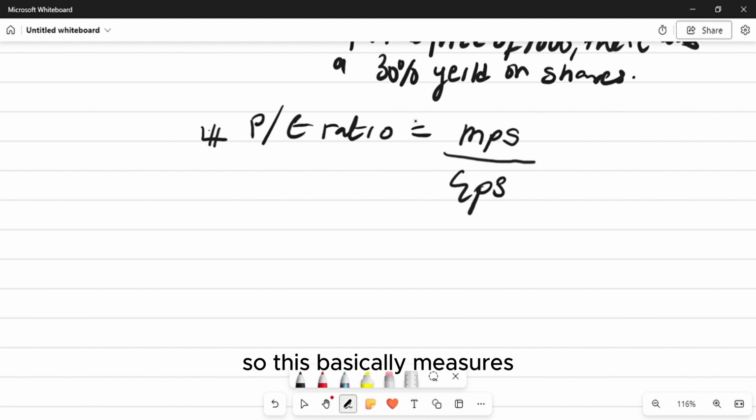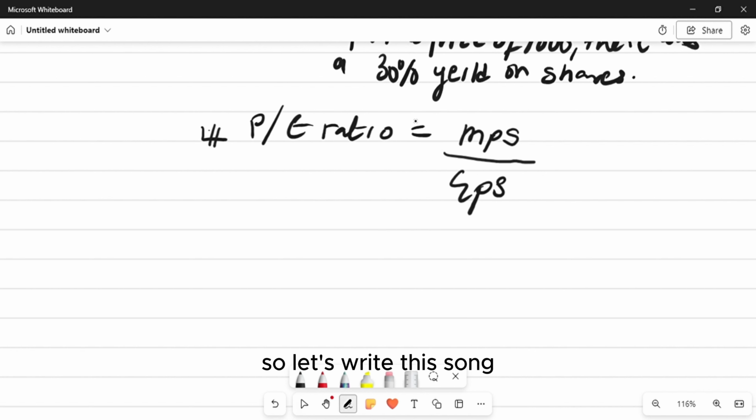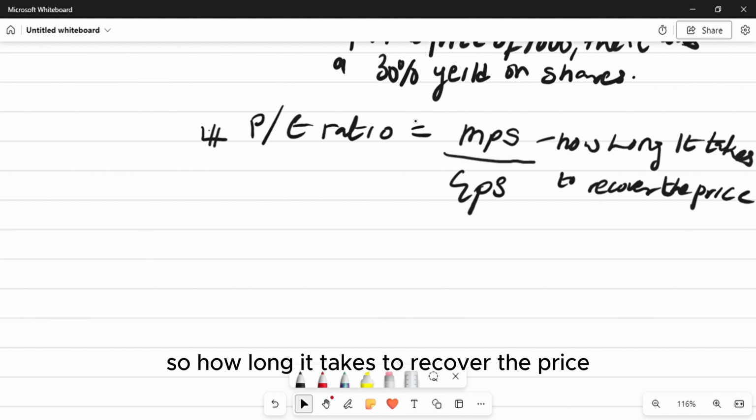This measures how long it takes the investor to recover the price, that is, the initial investment in the company. The shorter the better. So let's write this one: how long it takes to recover the price. The shorter the better.